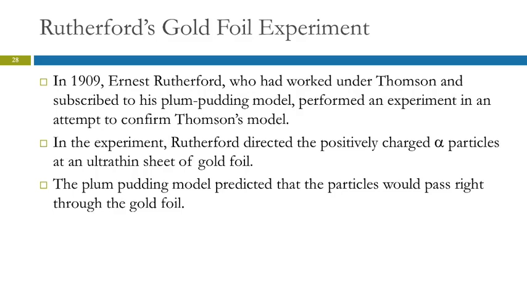So, 1909, Ernest Rutherford, who was one of Thomson's students, he believed in this plum pudding model. I mean, you're not going to go against your boss, right? So he's doing an experiment to confirm this model. So he takes a stream of positively charged alpha particles and directs them at a very, very thin sheet of gold foil. And the plum pudding model predicts that those particles would just go straight through the foil. They would just go through the bready part of this blueberry muffin thing.